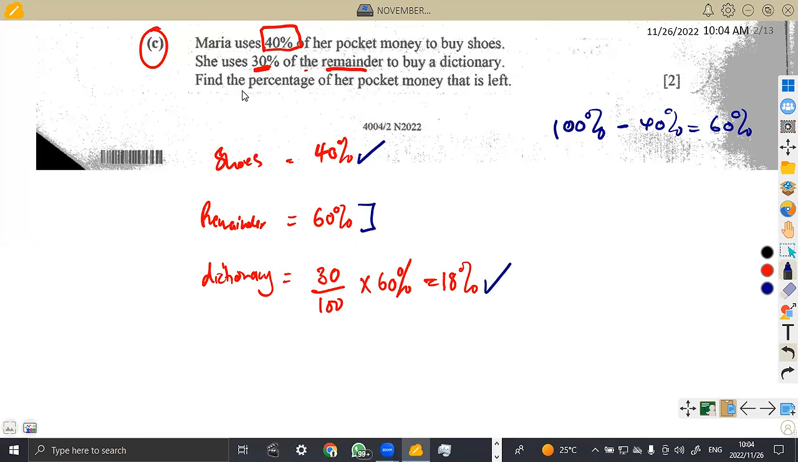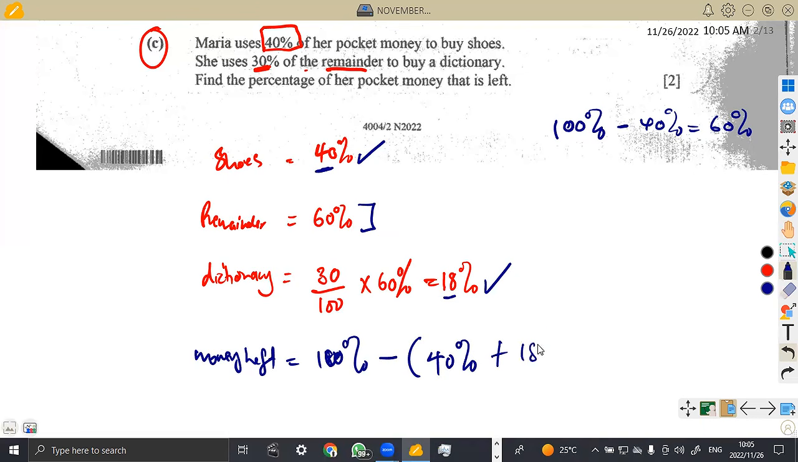Okay, let's move on. Find the percentage of her pocket money that is left. So that is what we have now. The remainder, or the money that is left, is going to be 100%. We need the percentage. So it's 100% minus the money that she used. She used 40% to buy shoes. She also used 18%, sorry, to buy the dictionary. So this is the percentage that is left.